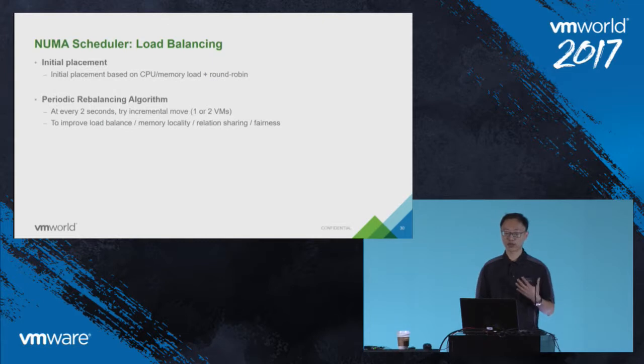And we also have a periodic rebalancing algorithm where every 2 seconds, we look at the state of the system and figure out, should I move this VM here? Would it be better? Or should I swap these two VMs' placement so that it would be better? The better is defined by better load balancing, better memory locality, better communication sharing, and better fairness. So let's see how this is actually working in action.